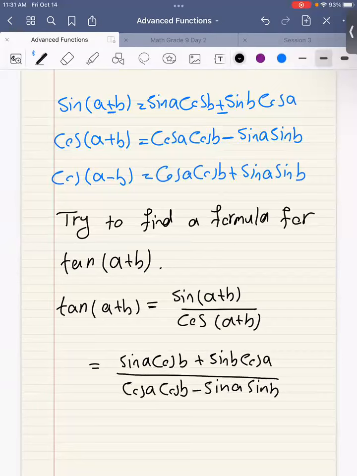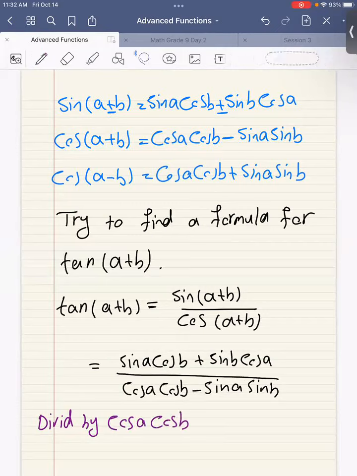I think we can divide each term by cosine A cosine B. Very good, good idea. If you divide both top and bottom by cos A cos B, so let me copy this and go to the next page.